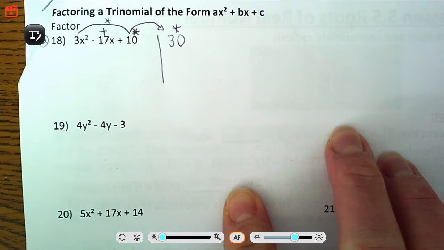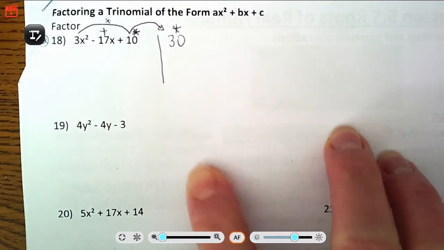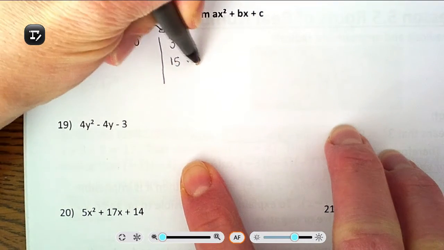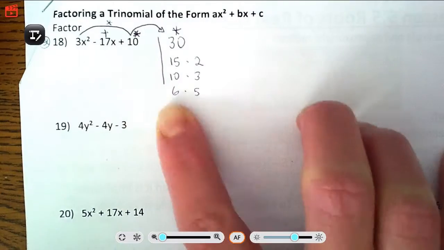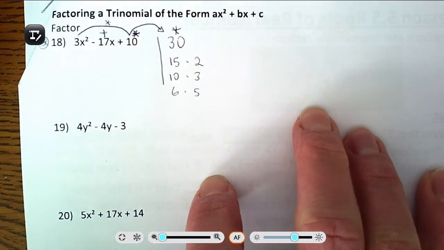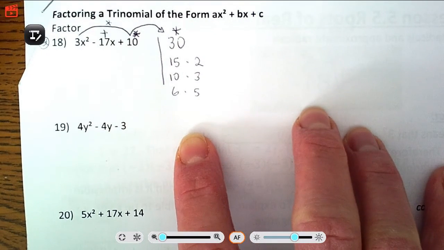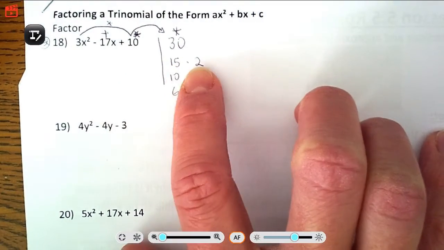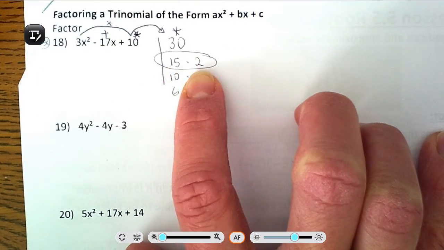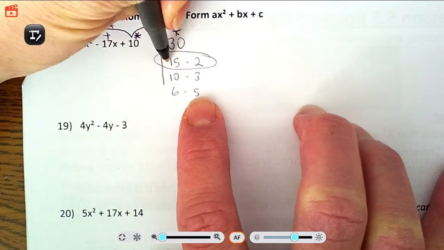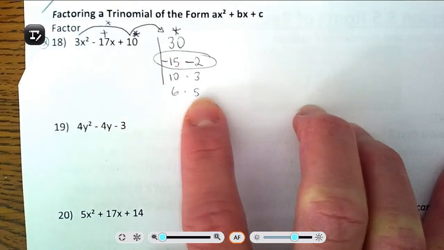Okay, so what pair of numbers will multiply to 30 and add to 17? I think of 15 and 2, 10 and 3, 6 and 5. These are all pairs of numbers that will multiply to 30. Can any of them get a 17 by addition? 15 and 2 can. Okay, put the right signs on 15 and 2 to add to negative 17. We need negative 15 and negative 2.